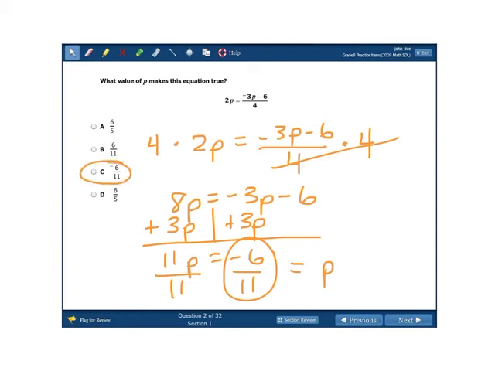So that's my correct answer here. I could also plug them in and work backwards. That's a lot more complicated on a question like this, but it's still doable. Remember that negative 6 divided by 11 is the same as negative 6/11 on your calculator.